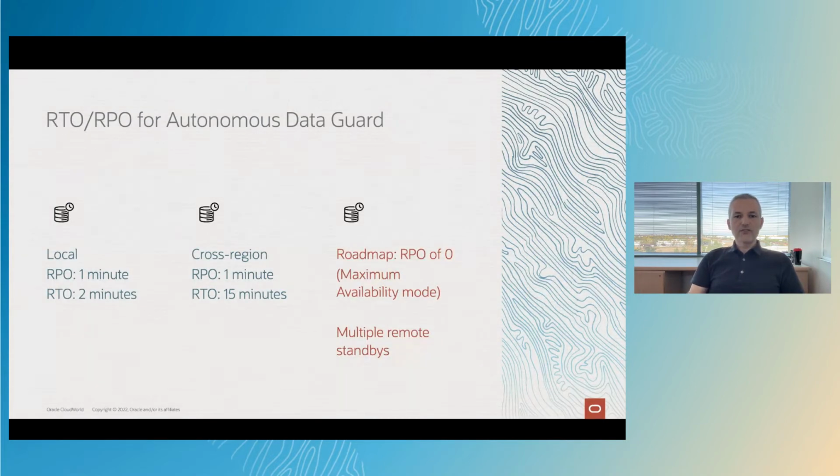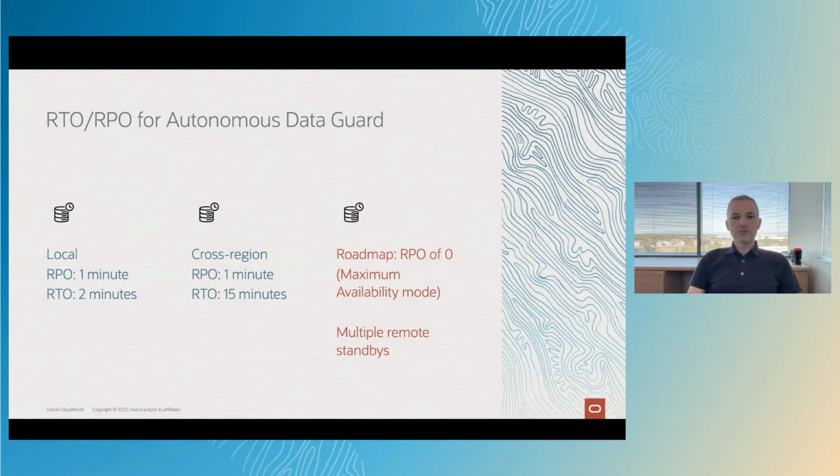So we provide recovery time objective and recovery point objective, obviously for disaster recovery purposes. The numbers we provide and guarantee in Autonomous Database for these are for local standbys. You have an RPO of 1 minute, so up to 1 minute of data loss you can have. And RTO is 2 minutes, which means in 2 minutes time, you can activate your standby database. For cross-region, for remote standbys, the RPO we provide is 1 minute and recovery time objective is 15 minutes. So we're continuously improving these.